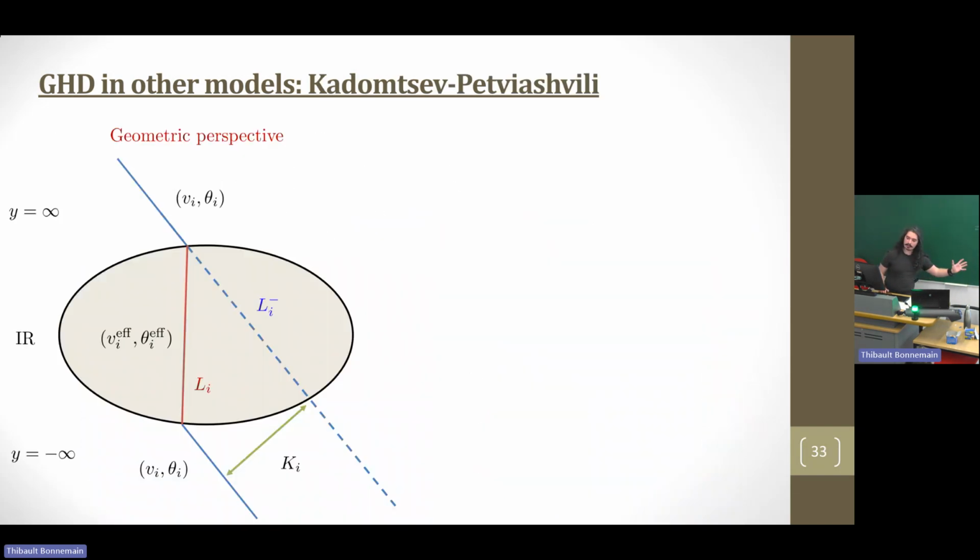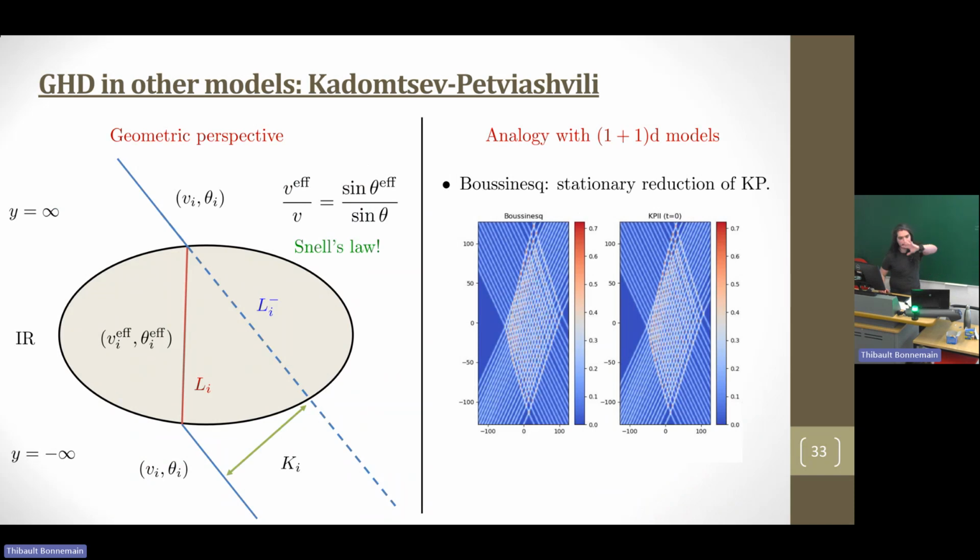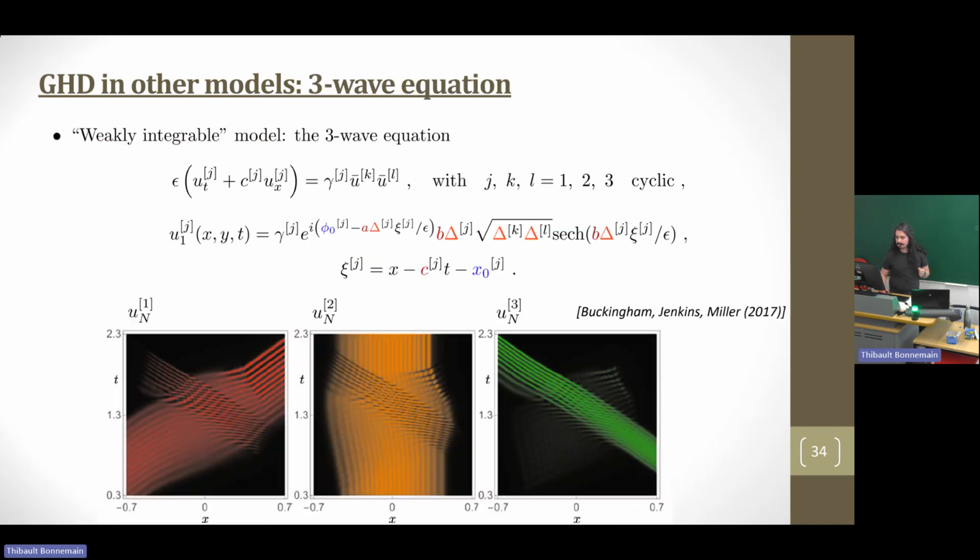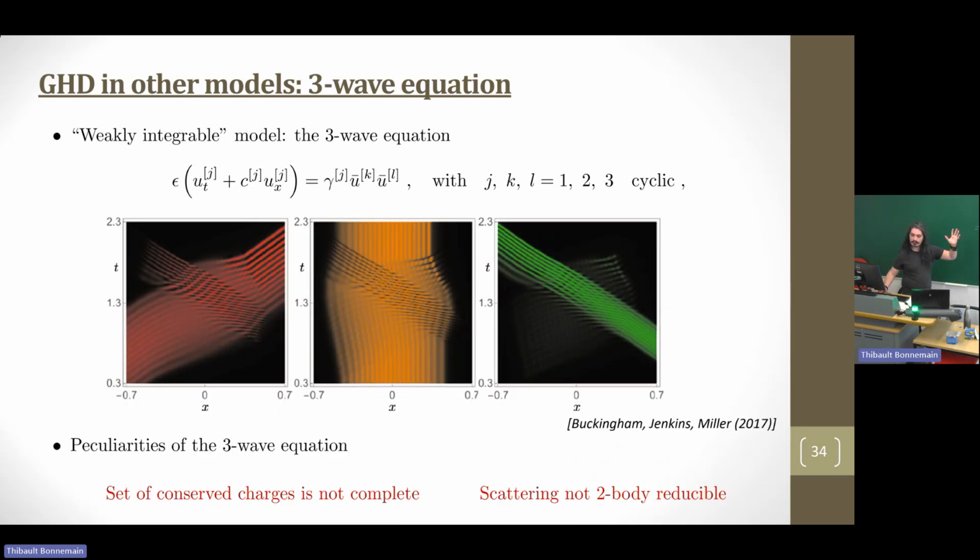You have GHD in 2D with a geometric perspective or things like that. And also, the last thing I will talk about is the weakly integrable models that are solvable via inverse scattering transform. But the main thing is that they also have an infinite number of conserved quantities, but the set is not complete. The scattering is not totally reducible. So what do we do with the GHD equations when this is the case? Right. Thank you.